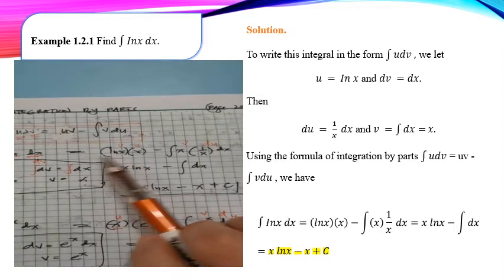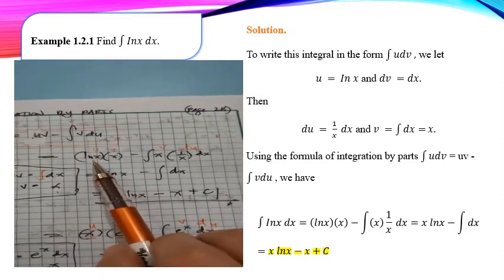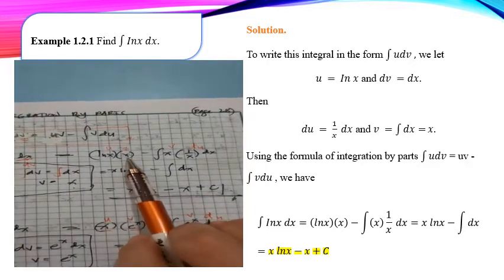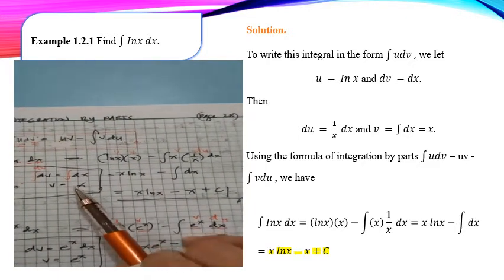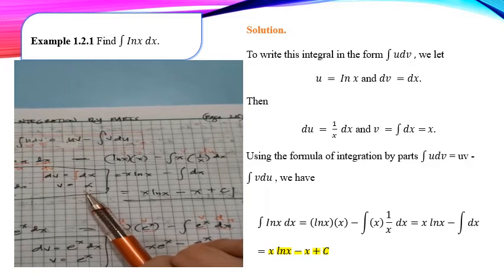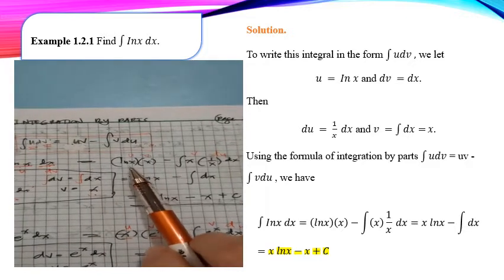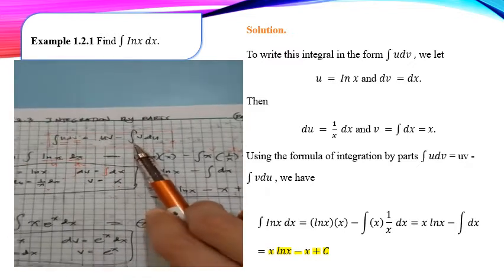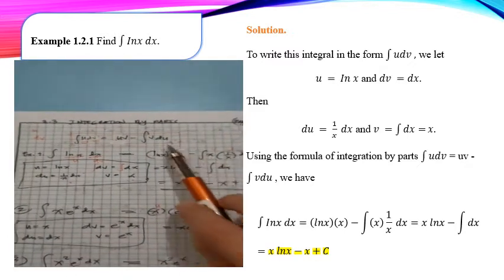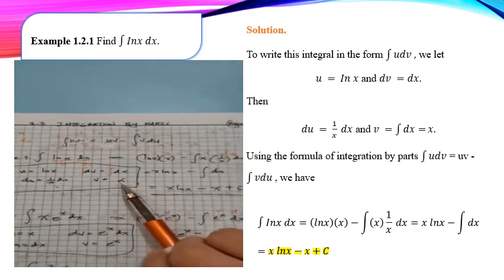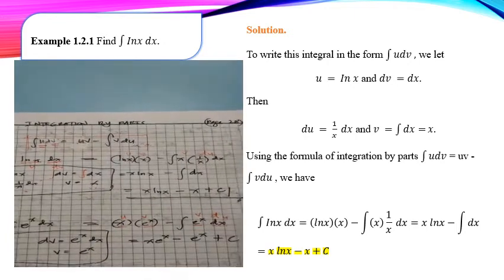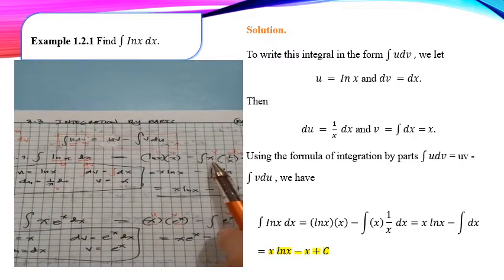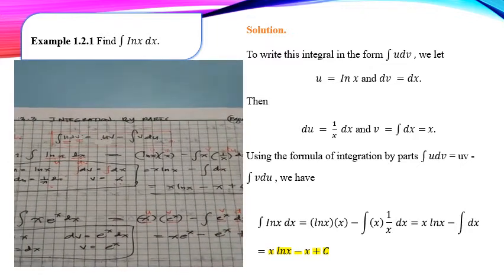Since the u we let is ln x, we have ln x, that's our u, from that pattern. And then our v is what we got from dv, the integral of dx. So that's why uv is ln of x times x, minus, given that there is an integral there, and then our v is x, and our du is 1 over x. So that's why it became x times 1 over x dx.